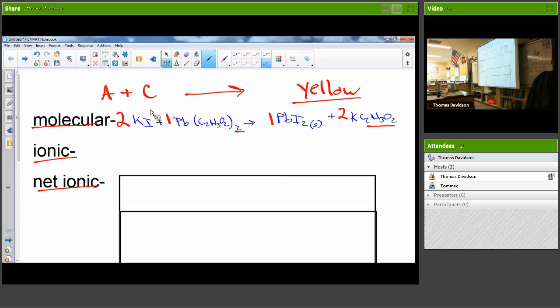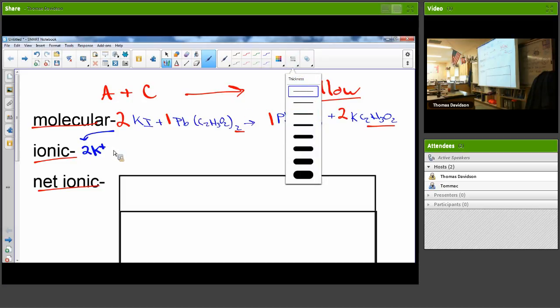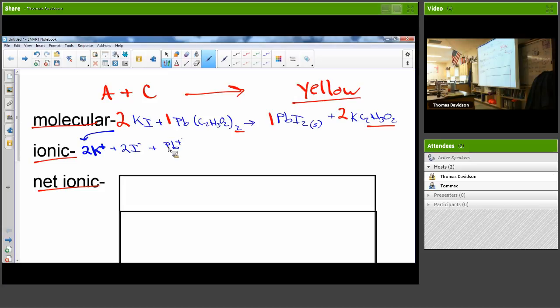So make sure that this makes sense to you. I'm going to start over here, but you will have 2K plus 2I minus plus Pb plus 2, and then take a time out and look up here so you make sure it makes sense. This subscript right here, that means there's how many acetates? There's 2, so you have to put the 2 out here. That produces, this is together. How come it's together? Because it's my solid or my precipitate.